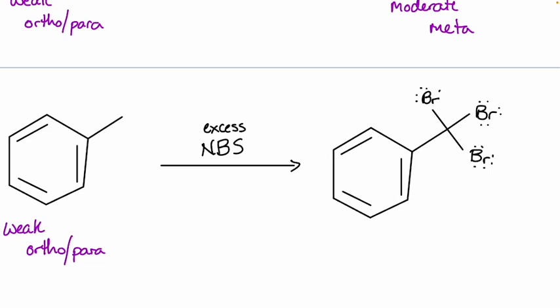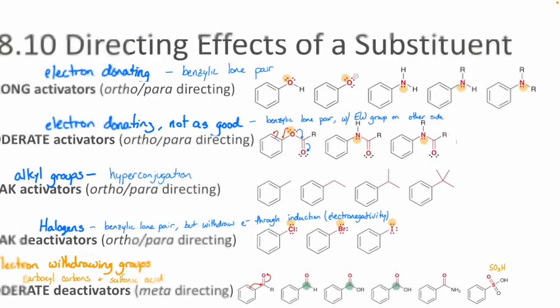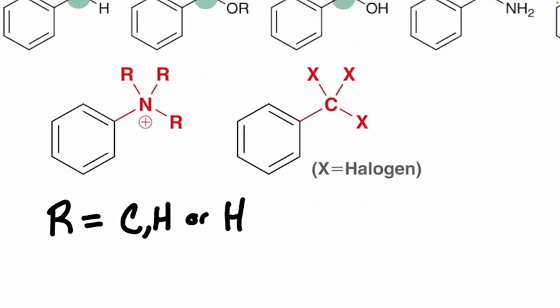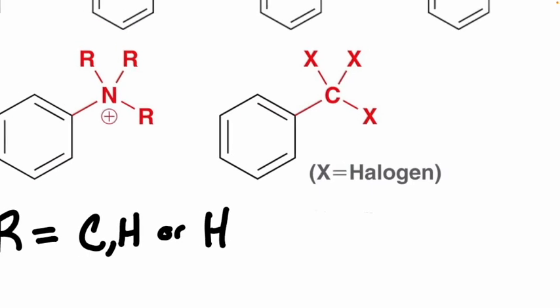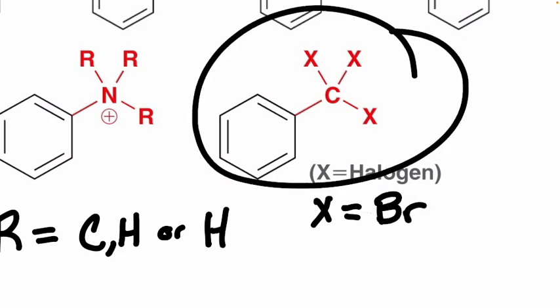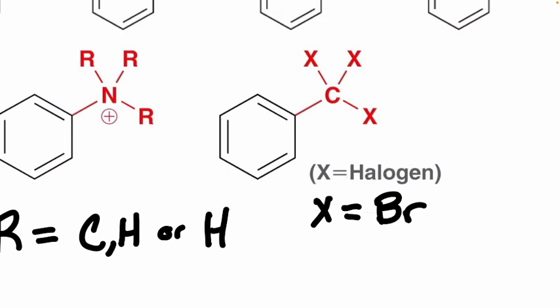All right, and this was important because if we looked at that master list again, one of these strong meta-directors here was if a carbon was fully substituted with halogens, and of course a halogen is Br, right? So we know how to make this guy as well, this strong meta-directing group here. Cool. All right, so we got these reactions.